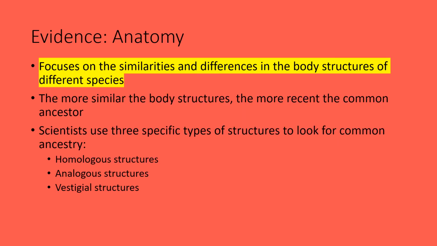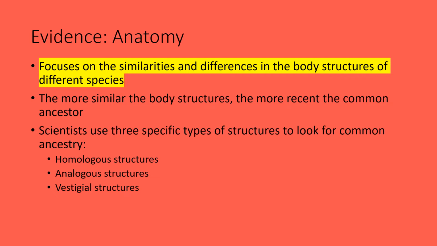All right, so for our anatomy notes, when we are defining evidence for anatomy, or what it means to look at species and determine how closely related they are based off of their anatomy, we want to focus on the similarities and differences in the body structures of different species. So I would write that down under evidence for anatomy, that first bullet point. The rule is that the more similar the body structures are, the more recent the common ancestor.